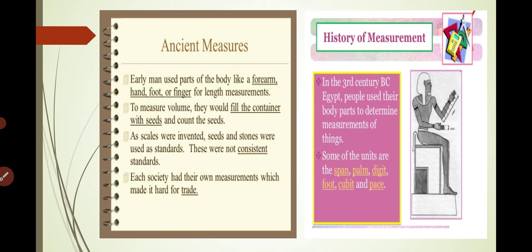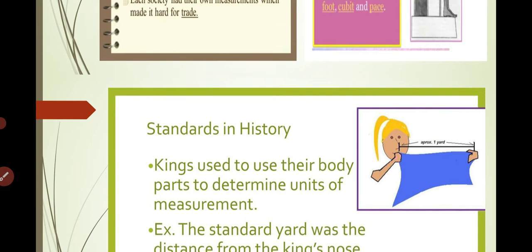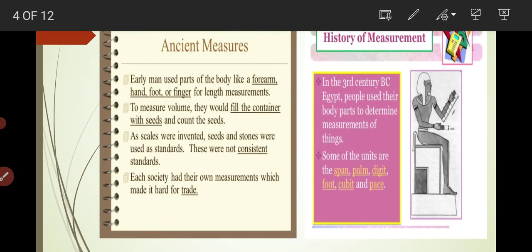Now we'll study the history of measurements. In ancient measures, early man used parts of the body like a forearm, hand, foot, or finger for length measurements. To measure volume, they would fill the container with seeds and count the seeds. As scales were invented, seeds and stones were used as standards. These were not consistent standards. Each society had their own measurements, which made it hard for trade.